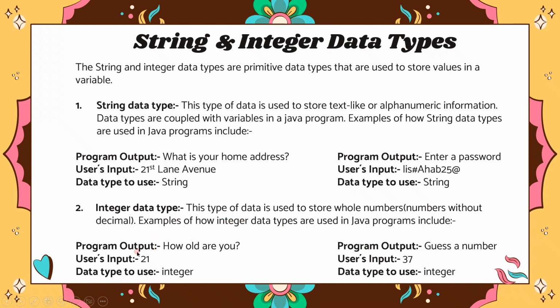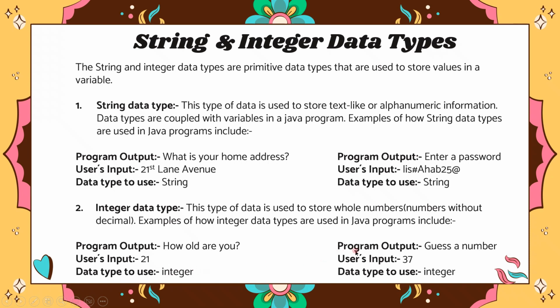So as you can see in this program output, which means the question that's going to be displayed on the user screen, how old are you, would require the user to enter certain data, and in this case, they can only enter numbers without decimal. So for example, if the user enters 21, then you need to specify to the computer what kind of data that is. And of course, 21 is a number without decimal, so it's going to be stored as an integer. So integers are always numbers without decimals.